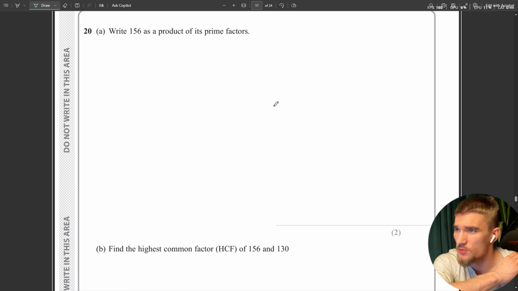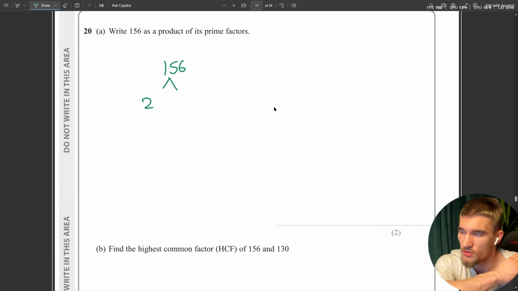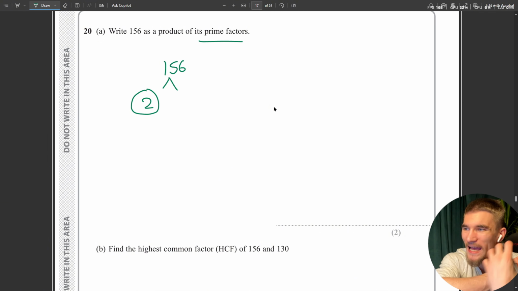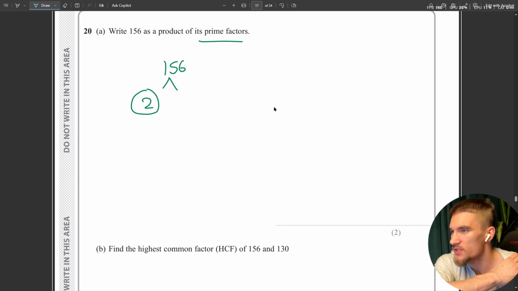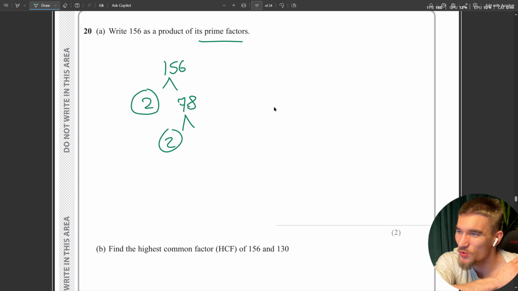Right, write 156 as a product of its prime factors. So to find prime factors, we just write 156 and we just start splitting it, okay? So into its factors, preferably prime factors straight away. So 2 is a prime factor, because remember, a prime factor is something that can only be divided by 1 and itself. So 156 divided by 2, I love halving them. It's the quickest way, just keep on halving. Is 78, tricky one.